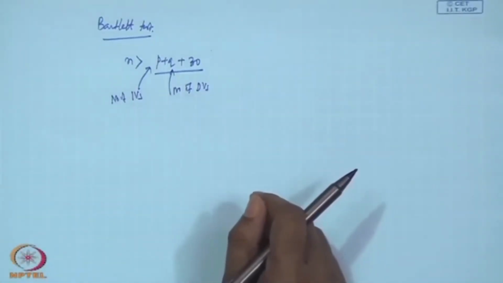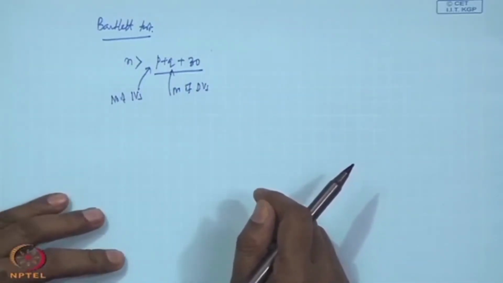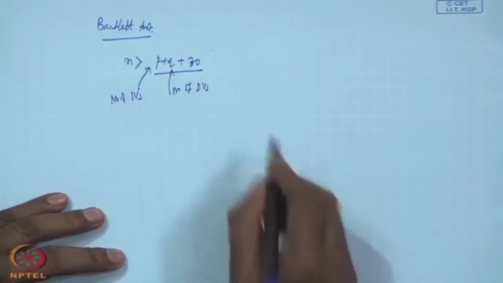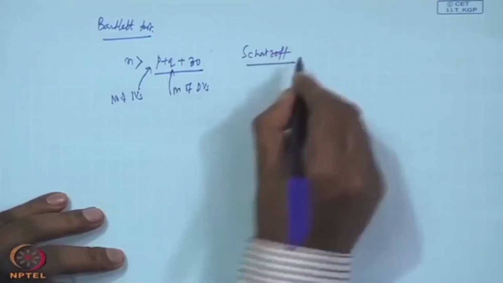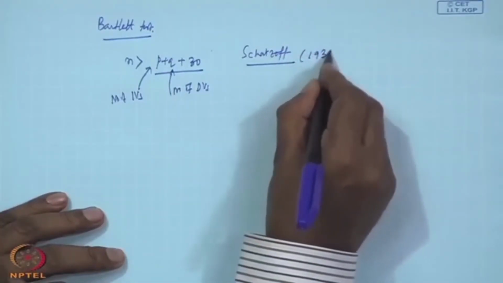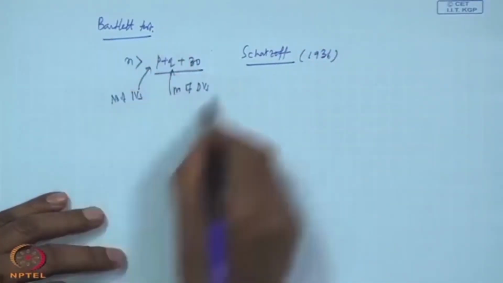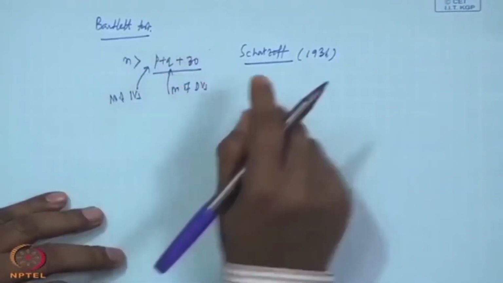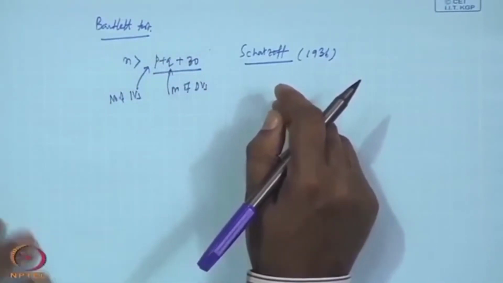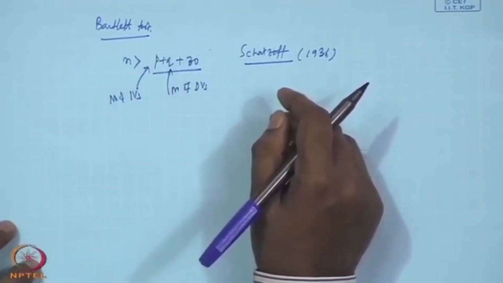This one was basically developed by Schatzoff in 1936. He proved that for the Bartlett test, this is the requirement, then only the chi-square distribution will be followed. I think you understand.